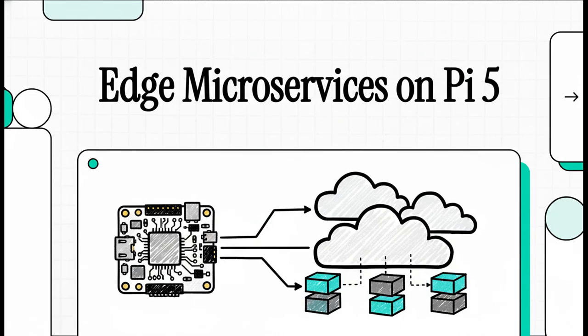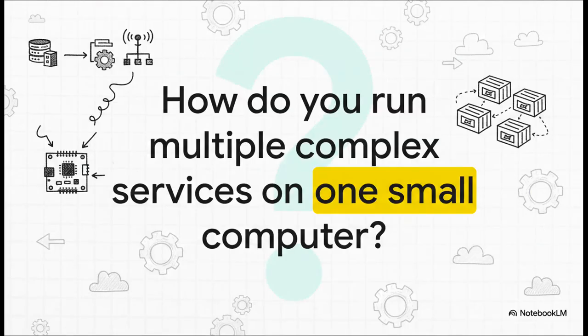Welcome to The Explainer. Today, we're going to do something that I think is truly fascinating. We're going to take this tiny but incredibly powerful computer, the Raspberry Pi 5, and show you how to run some seriously sophisticated modern applications on it. We are talking about building a system that really mirrors the architecture of the big-time cloud, but right here on your desk.